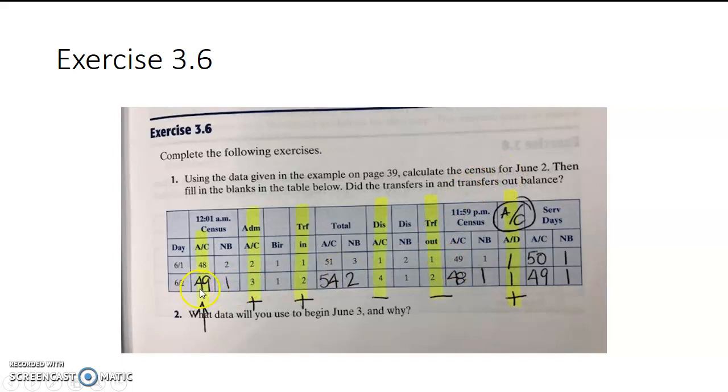So 49 and 1, 49 plus 3 plus 2 is 54. Then we're going to subtract the 4 discharges, the 2 transfers out, and we're going to come up with 48. So then we're going to look at our admission and discharge column. There's a 1. So 48 plus 1 is 49. Then you can go back through and do the newborns too.